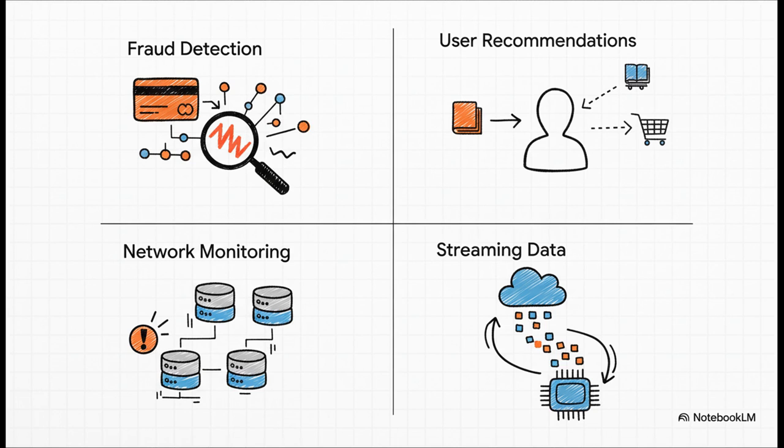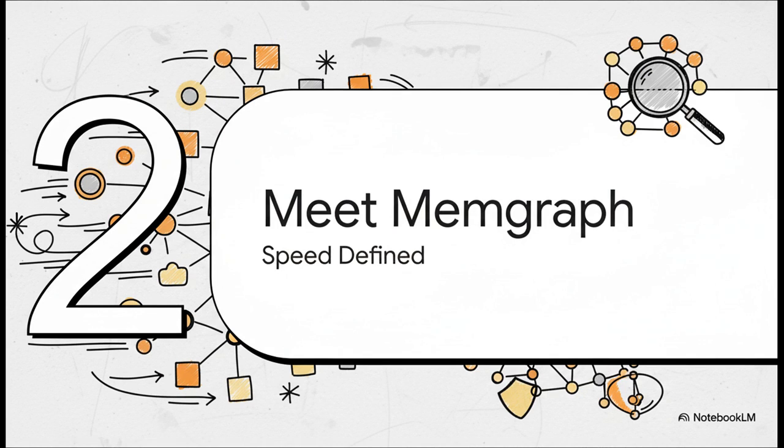And here's where you can really see it in action. In fraud detection, a transaction happens and you have just a handful of milliseconds to race through a massive web of connections to figure out if it's legit. Or with network monitoring, you need to spot a potential outage the very second a connection drops. A traditional database that has to go and fetch data from a physical disk, it simply can't keep up with that pace. No way.